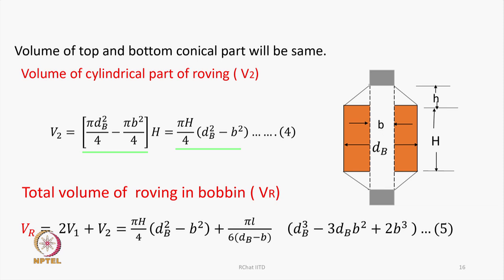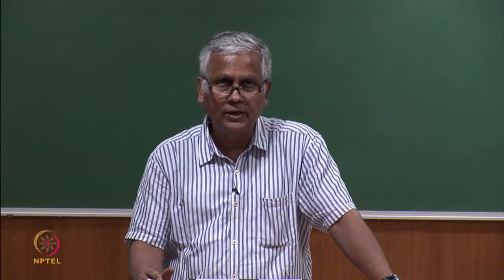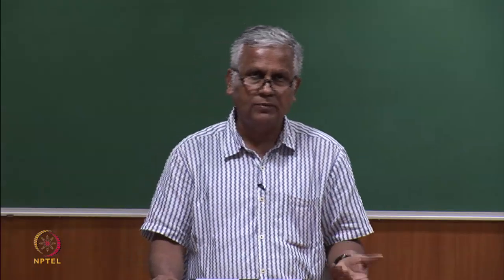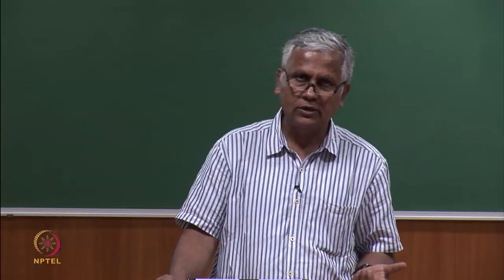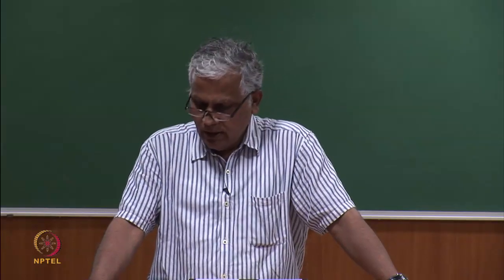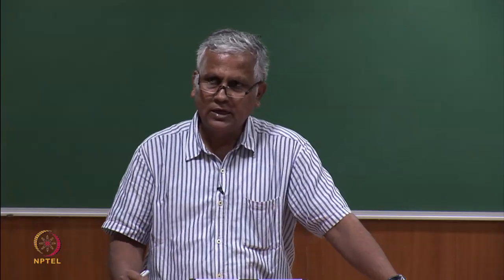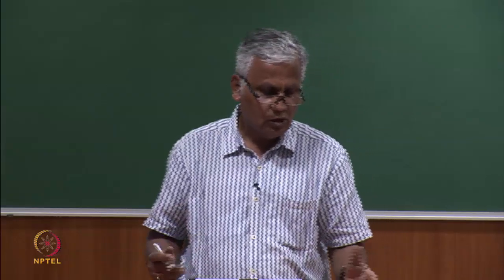It is a little lengthy expression, and if we know the complete geometry of the bobbin, parameters like h, d_B, b, L, then we can find out the total volume of roving that we have in the bobbin. Now, another interesting part is the roving diameter within the bobbin. See, roving is a very compressible material, no? It is because too much twist is not there. So, it is difficult to know the exact diameter of the roving, and when the roving is wound on the bobbin, it remains compressed, because there are so many layers, one on top of the other.